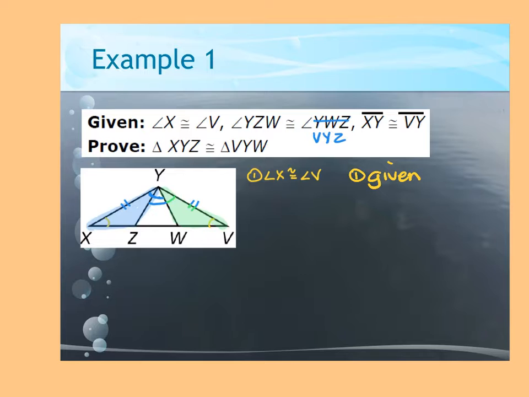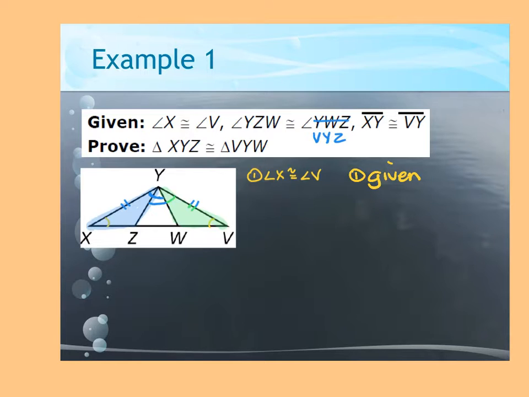Shouldn't the angle be down more though? Shouldn't it be like Z? Shouldn't the angle be like Z because Z's in the middle? That's what I mean. But we can get there from this. We just have to, it's not just the given and the proof. We got to do a little bit of work. So first of all, make that change so that instead of YWZ, it should be VYZ. Okay?